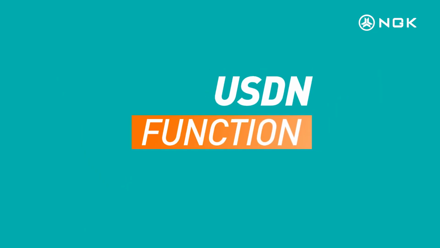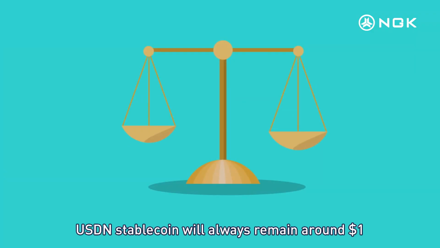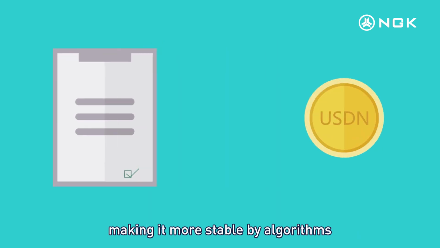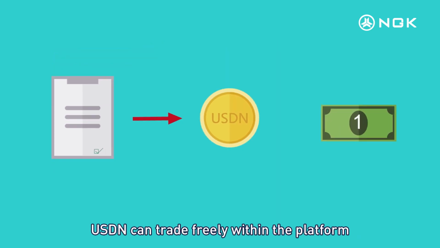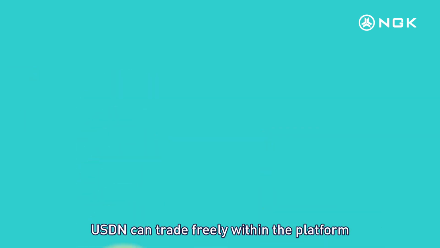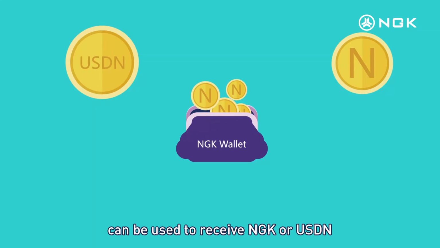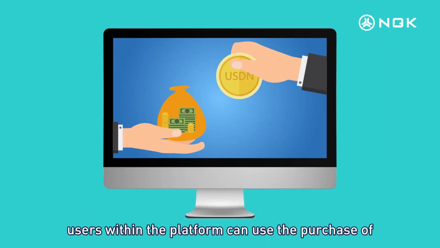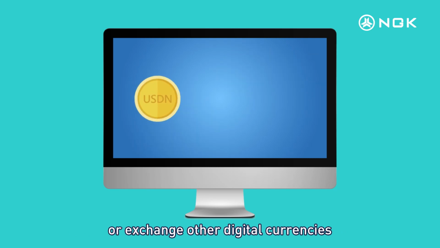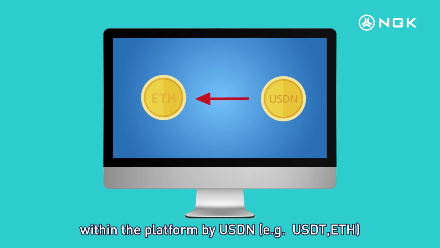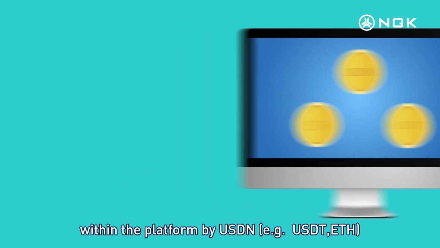USDN function. USDN stablecoin will always remain around $1, made more stable by algorithms. USDN can trade freely within the platforms. Any wallet linked through ngk.io blocks can be used to receive ngk or USDN. Users within the platform can use USDN to purchase block producer computing power or exchange other digital currencies within the platform, such as USDT or ETH.